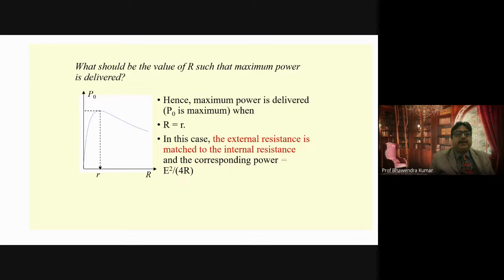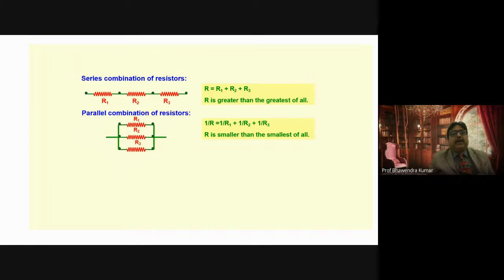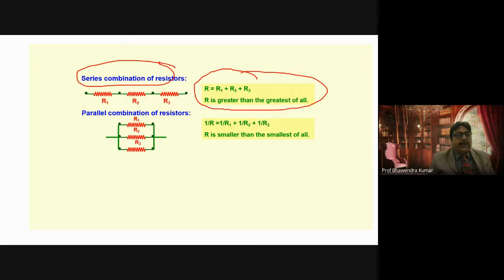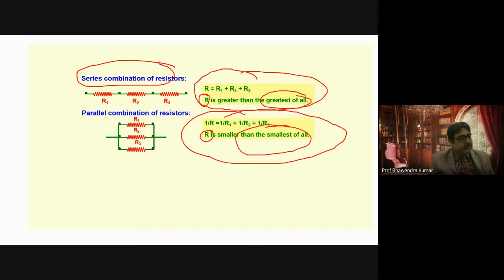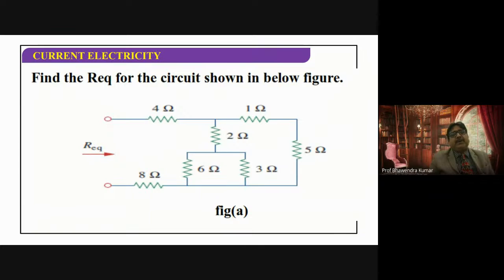Here, I hope all of you remember the series combination of resistors. Rs is equal to R1 plus R2 plus R3. And for the parallel combination of resistors, 1 by R is 1 by R1 plus 1 by R2 plus 1 by R3. In series, the value of R is greater than the greatest of all. In the parallel combination, capital R is smaller than the smallest of all. Okay? Ready? So now you have a very small circuit for your help.